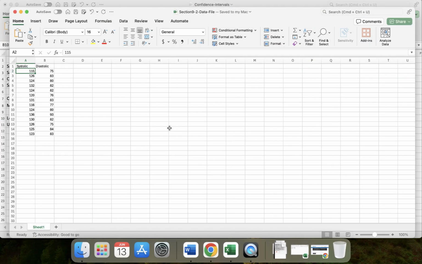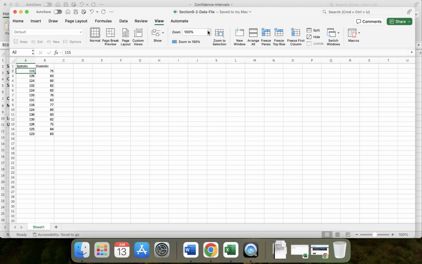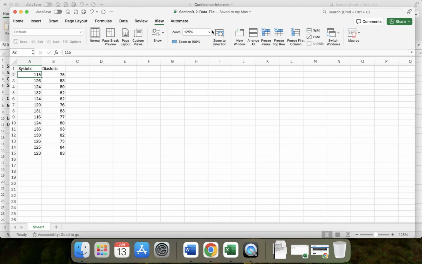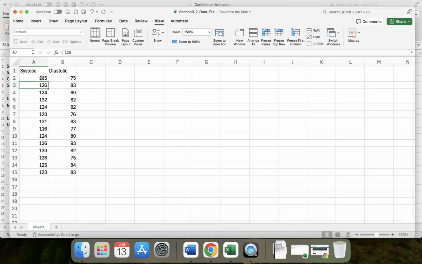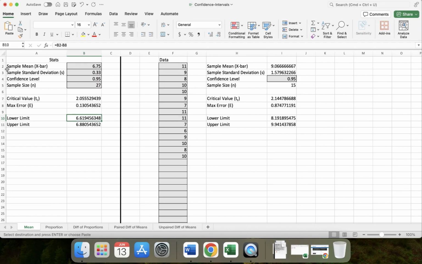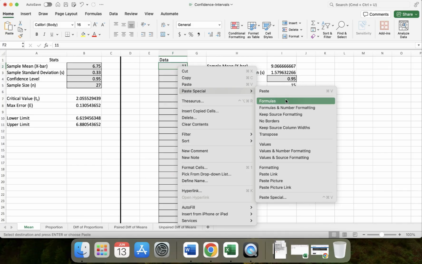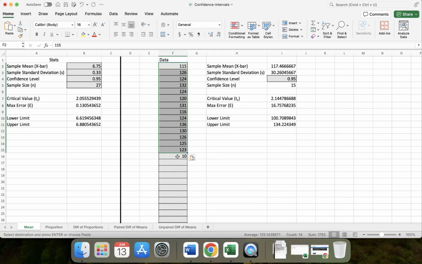So I'm just going to take the systolic blood pressures here, make this a little bit bigger. Take these systolic blood pressures, copy and paste into the mean sheet. The data is on the right side here, and I'm just gonna keep it formatted the same. Make sure you get rid of this. If you have extra data, you gotta get rid of it. So you plug the data in here, and it does a bunch of calculations for us.